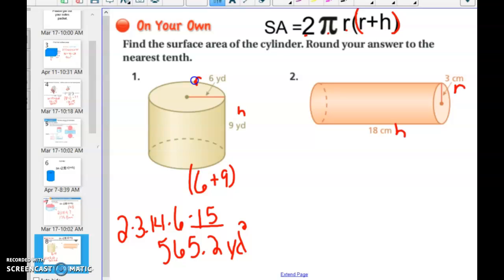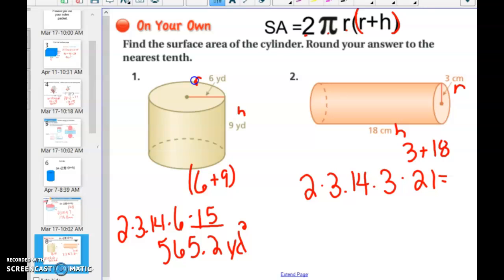So second one here, I'm going to add 3 plus 18, which is going to give me 21. And then it's going to be 2 times 3.14 times 3 times 21. 2 times 3.14 times 3 times 21 gives me my surface area of 395.6, because it does say round it to the nearest tenth, centimeters squared.